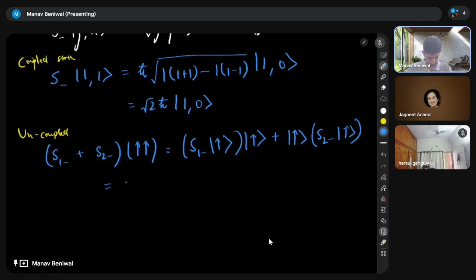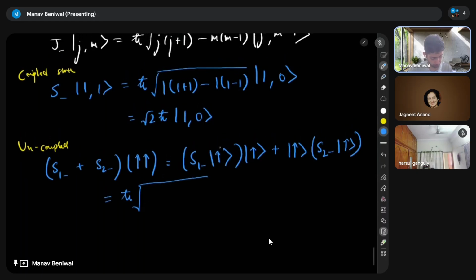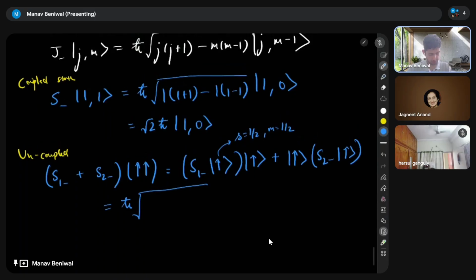Now this first term, h cut under root. For this up spin, my s is half, my m is half, correct? Now I'll plug this in, so I'll have half plus 1 times half minus half, and then half minus 1 is minus half, right? So this thing.